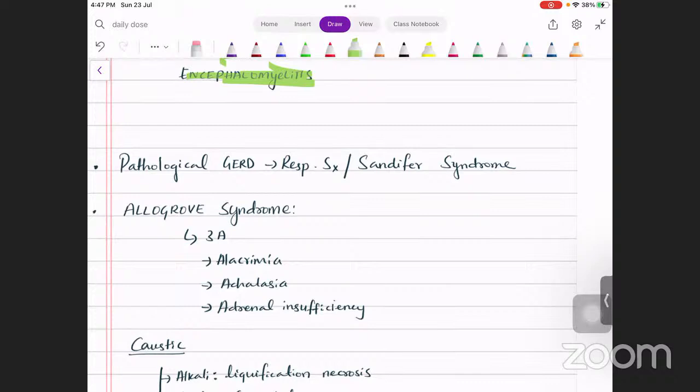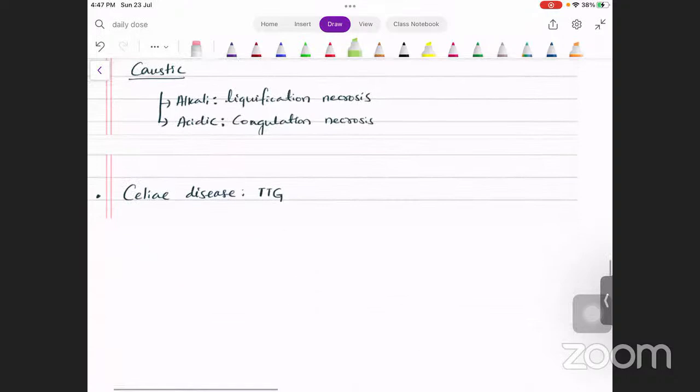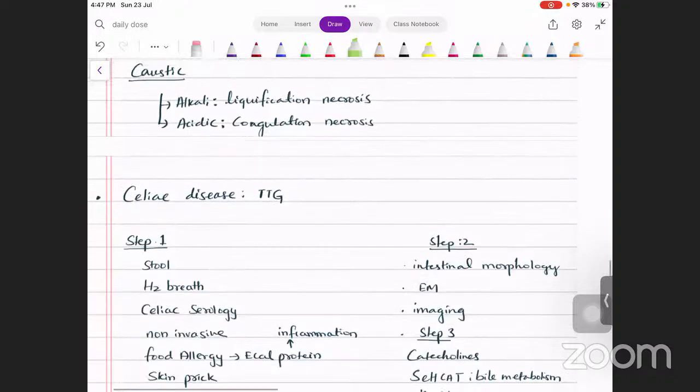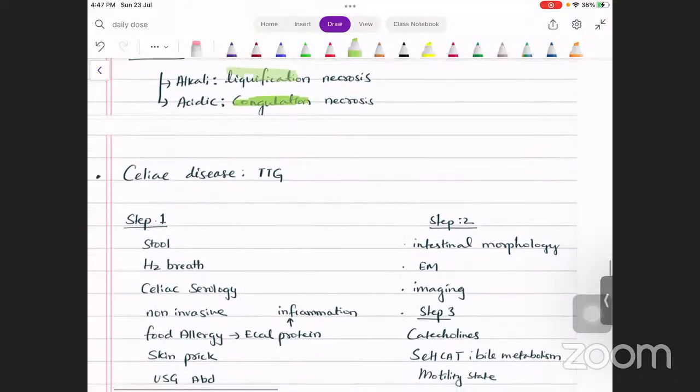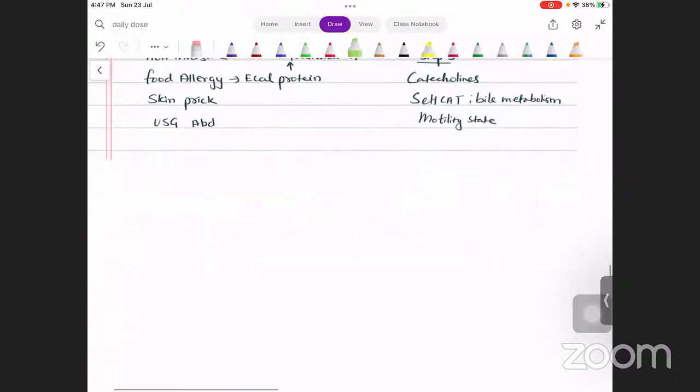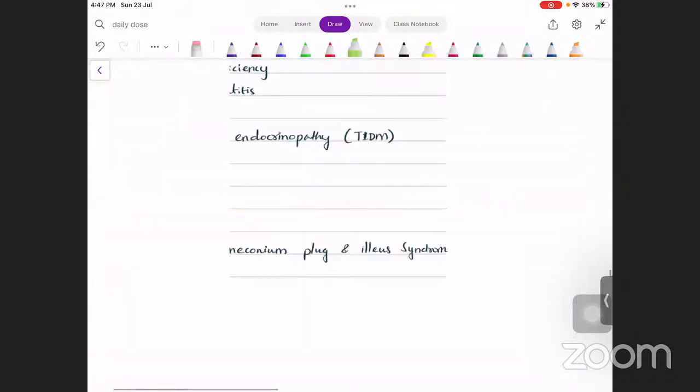Apart from that, pediatric GERD: pathological GERD is associated with respiratory syndrome or with Sandifer syndrome. And we have Allgrove syndrome, where you see achalasia, adrenal insufficiency, and alacrimia. Then regarding causative agents and necrotic tissues: coagulation in acid and liquefaction in alkali.